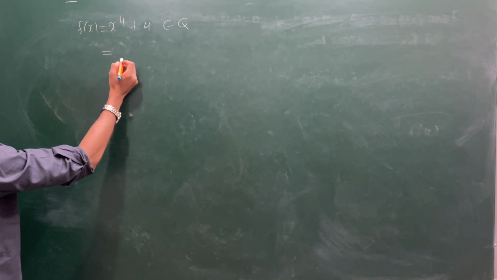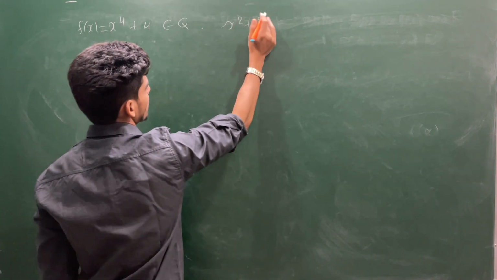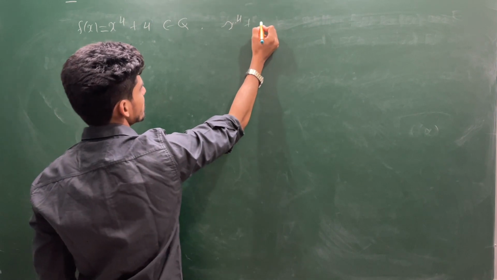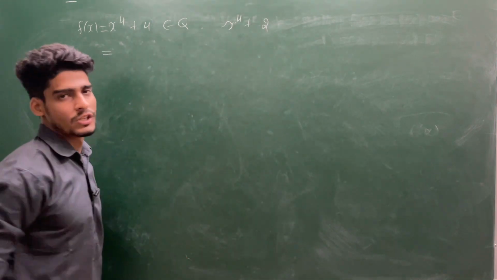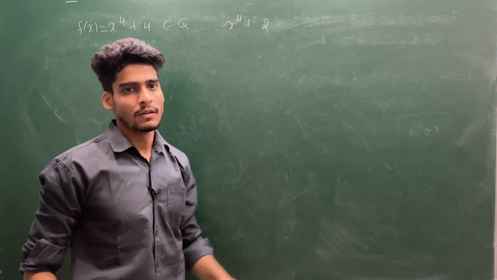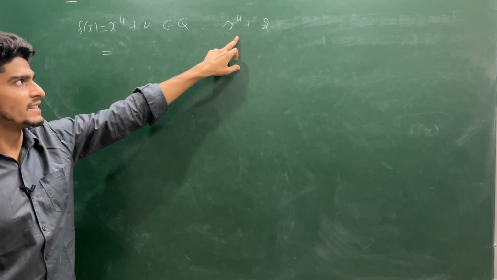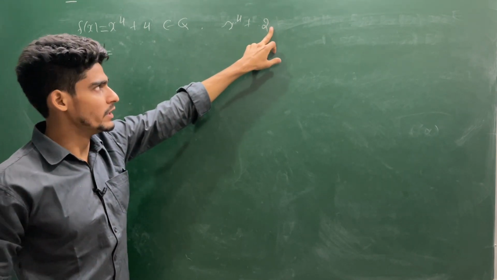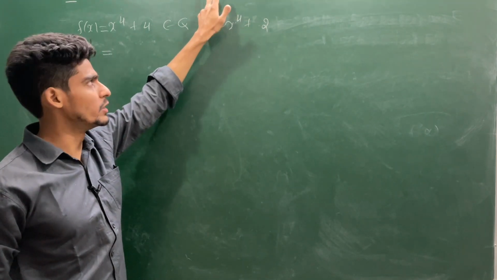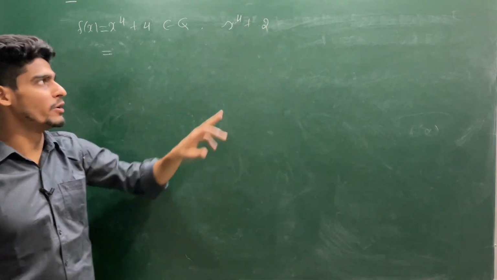You can see this x power 4 plus 2 is irreducible over Q because you can use the Eisenstein criterion. You cannot use the root criterion because it is of degree 4. But Eisenstein criterion ensures that 2 divides 2, 2 divides 0, 2 divides 0, 2 divides 0, 2 does not divide 1, and 2 squared does not divide 2. So this polynomial is irreducible.